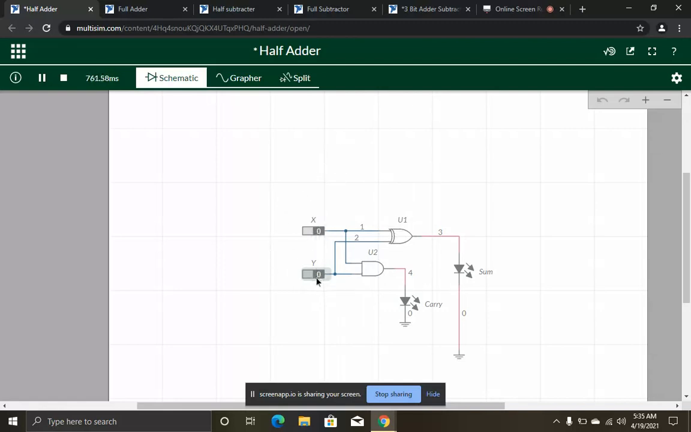In this circuit, we have two inputs x and y, and two outputs sum and carry. Sum is the combination of x XOR y, carry is the combination of x and y. If x is 0 and y is 0, then the sum will be 0 and carry will be 0. If x is 1 and y is 0, then sum will be 1 but the carry will be 0. If x is 0, y is 1, then the sum will be 1 and carry will be 0. If both x and y are 1, then the sum will be 0, carry will be 1.